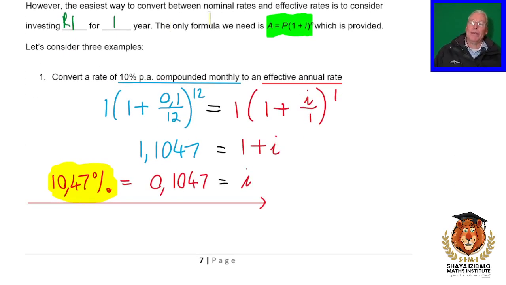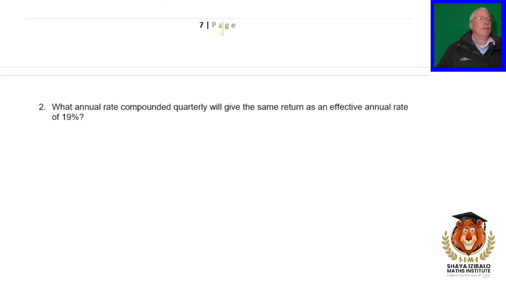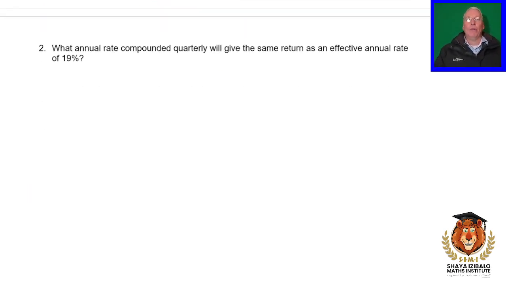Okay, now let's go the other way around. This question says, what annual rate compounded quarterly? Okay, so I'm going to sort of do this in blue. What annual rate compounded quarterly will give the same return as an effective annual rate of 19%? We'll do that in red. Okay, let's do the right-hand side first. So we're going to build an equation here. The right-hand side is really easy.